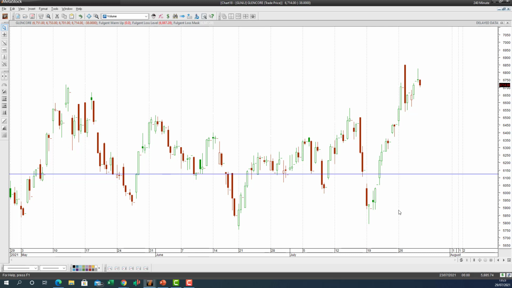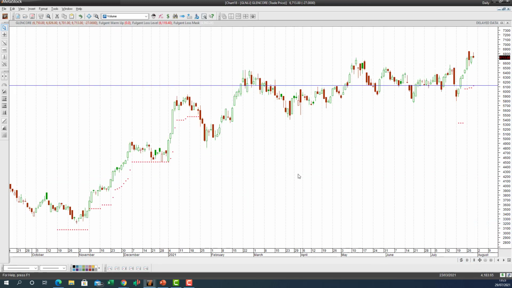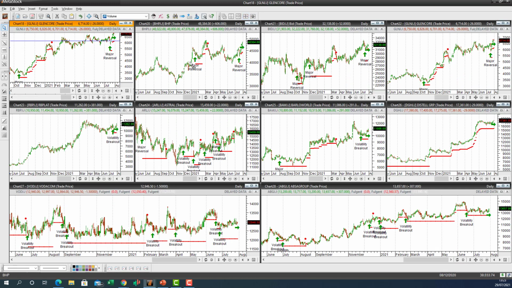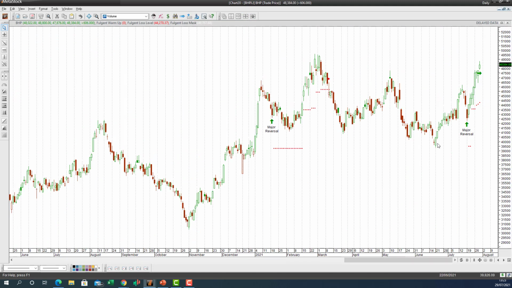That's not coming through yet, so that one doesn't quite have what we're looking for, but still, on an end of day basis, we've got the major market reversal on Glencore. Next up is BHP. It just signaled a major market reversal a few days ago. This one is now getting close to our profit target.